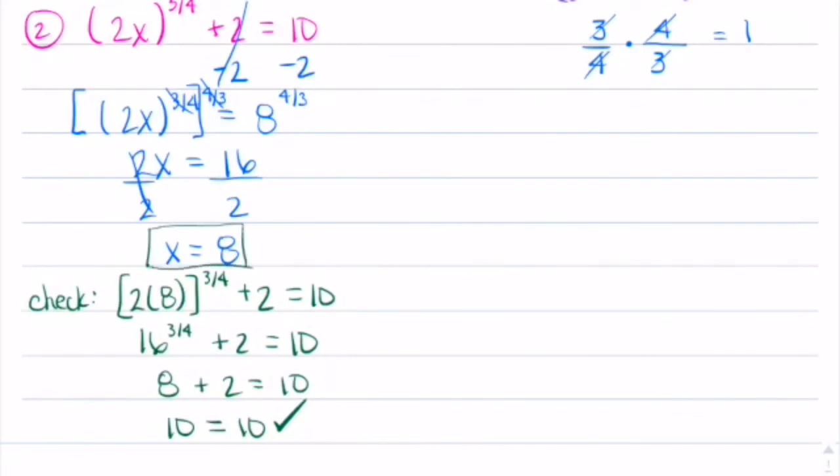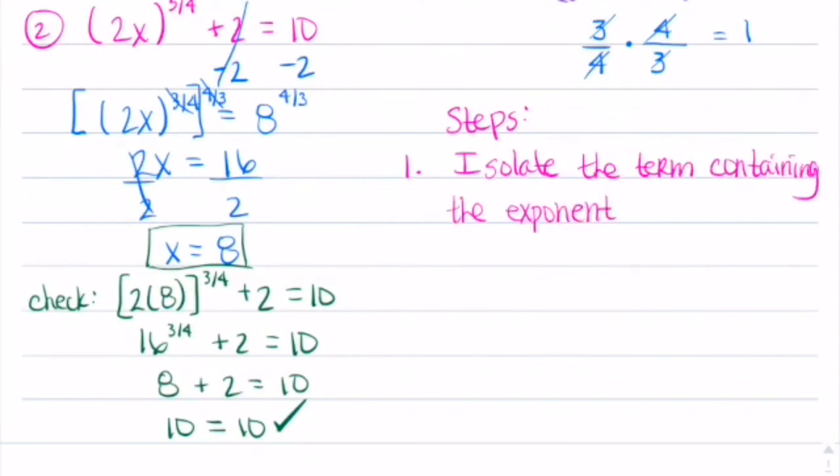Before we go further, let's just kind of go back and write down the steps that we just did in order to solve. That way you can refer back to this for other problems. So the first thing we did was we isolate the term containing the exponent. And in order to do that, we may have to add or subtract or multiply or divide if needed. In this example that we just did, we had to subtract 2 from both sides to isolate the exponent term.